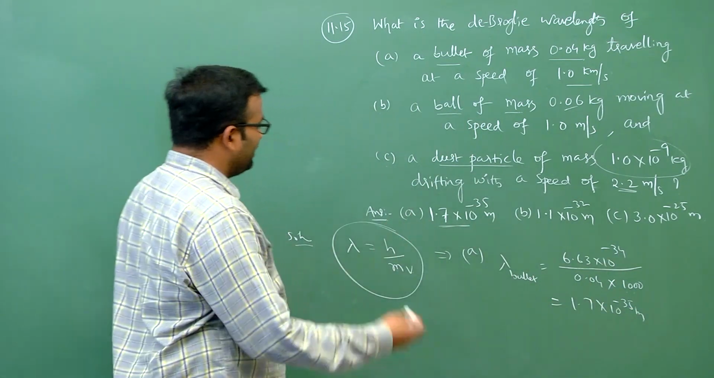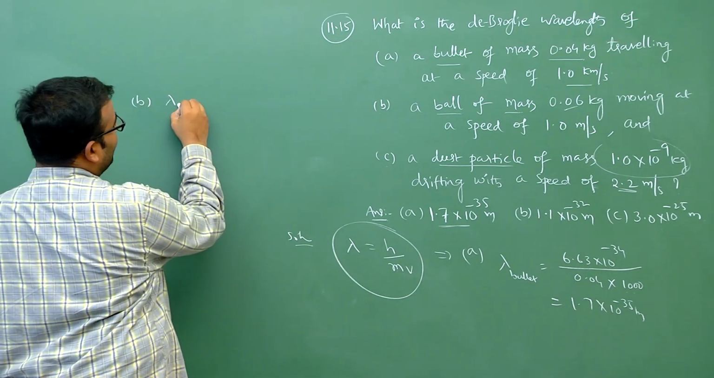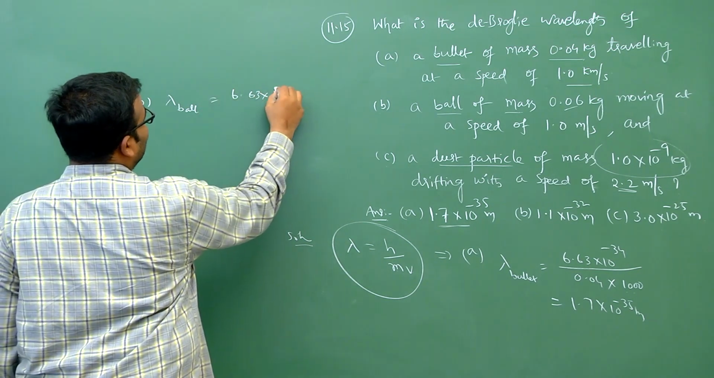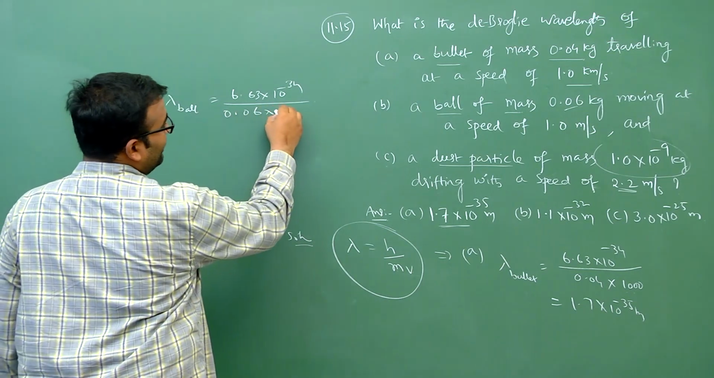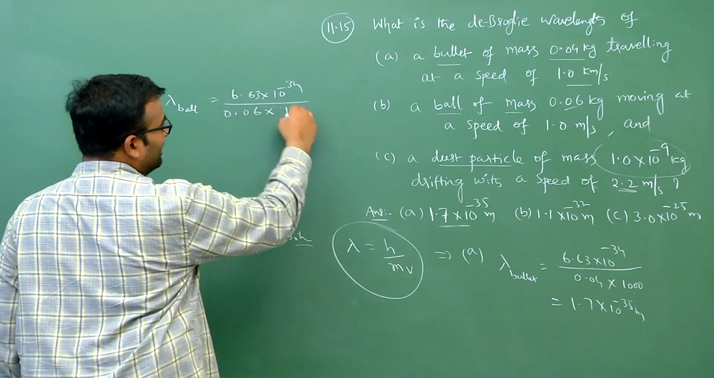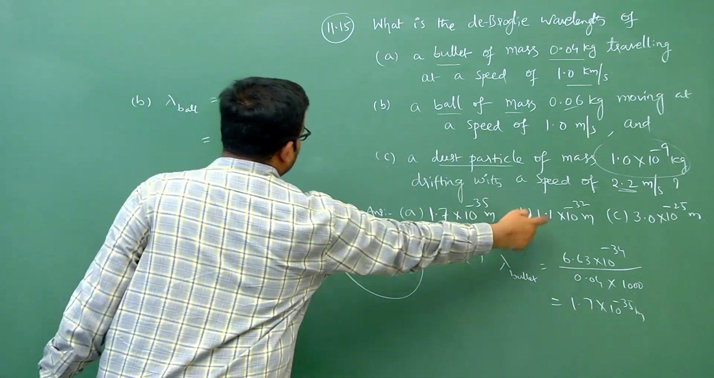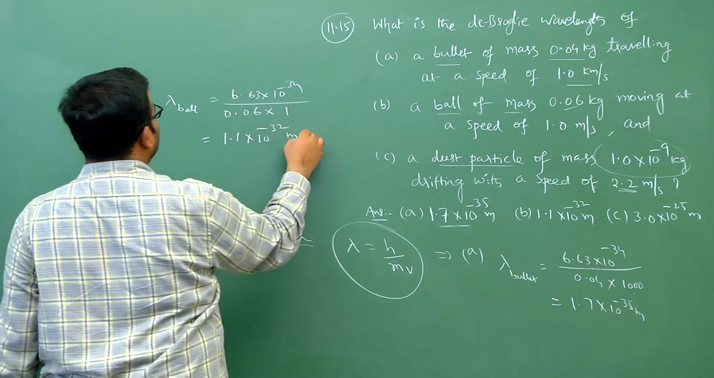Similar attempts we need to make for giving the answers for B and C. If it is for a ball, h by mv, again 6.63 times 10 to the power of minus 34 by m, the mass of the ball is 0.06, and the velocity of the ball is simply mentioned as 1 meter per second. So the answer, after these calculations, will be exactly 1.1 times 10 to the power of minus 32 meters.